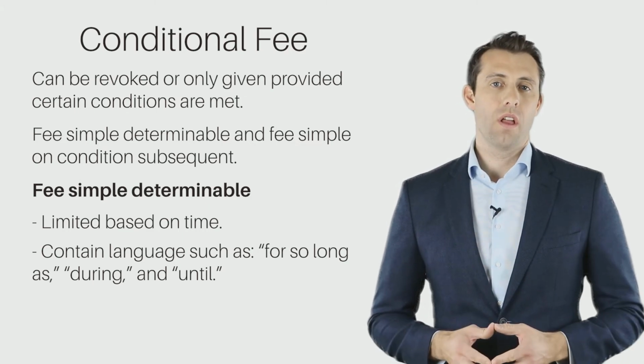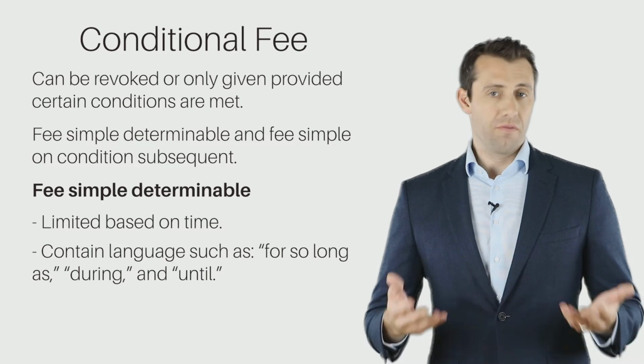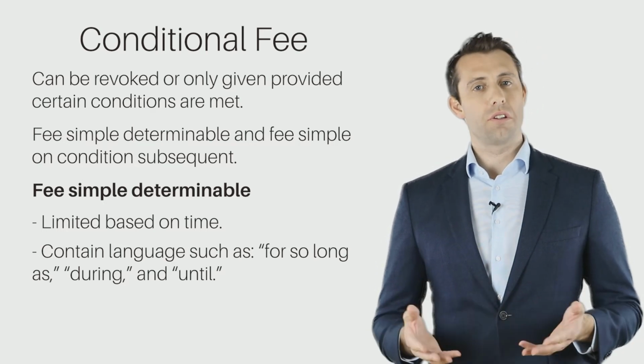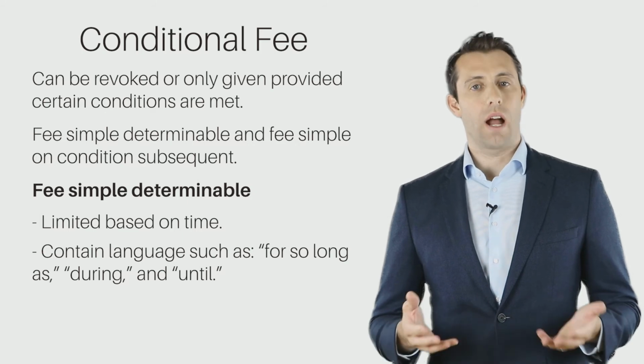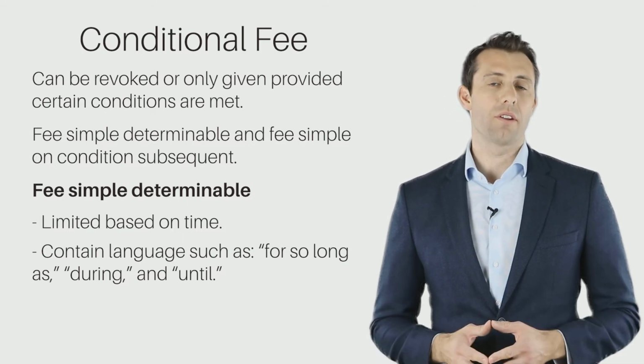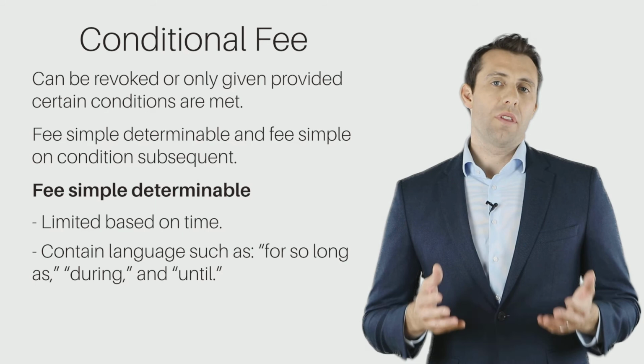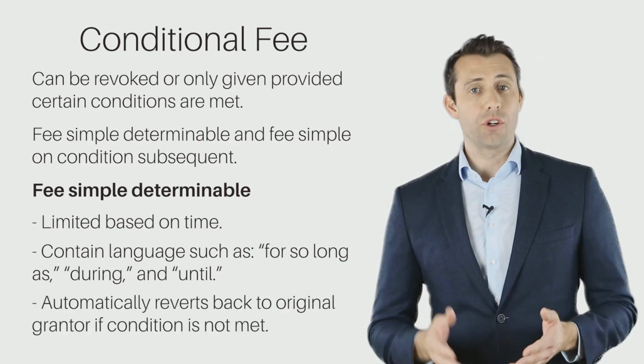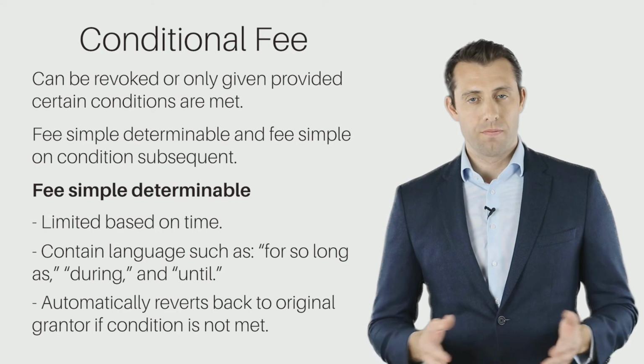A key feature with an estate that is a fee simple determinable estate is what happens when the condition is not met or the time period specified expires. With that type of property, what happens is it automatically reverts back to the original owner.